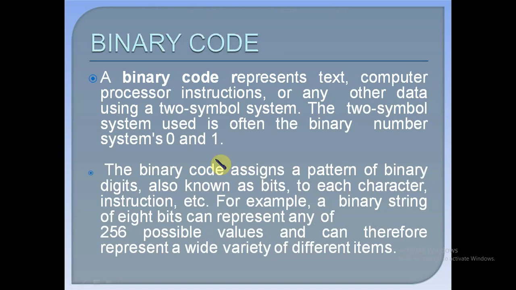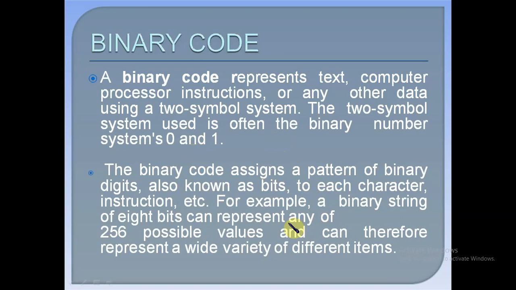Now we are moving toward the codes. Before code conversion we see what the actual codes are. The first one is the binary code. Binary code represents text, computer processor instructions or any other data using a two-symbol system. Usually it is a binary number, either 0 or 1, and it is assigned as a pattern of binary digits, known as bits, to each character or instruction.